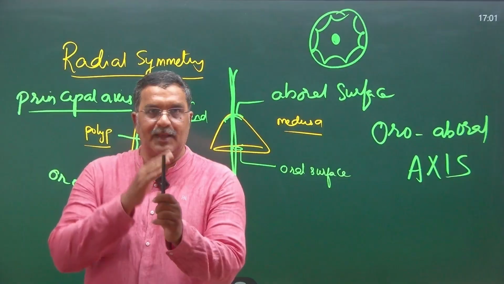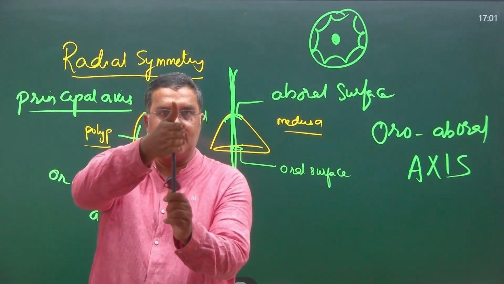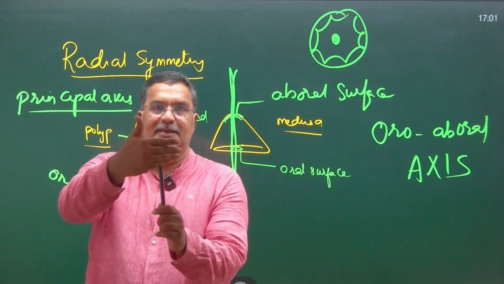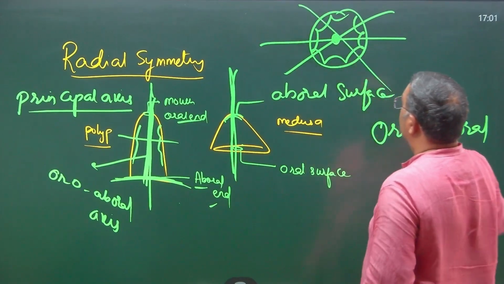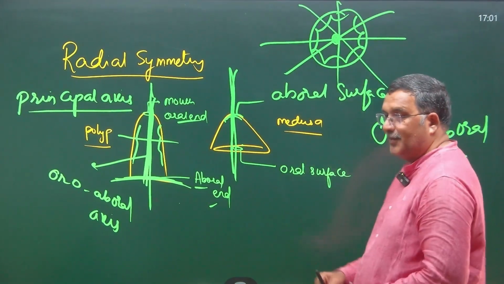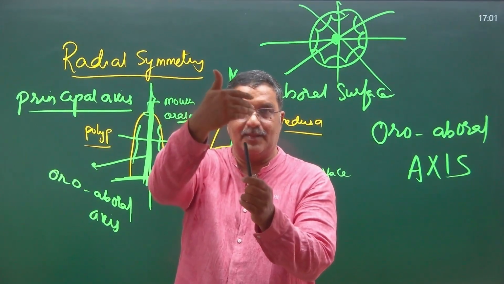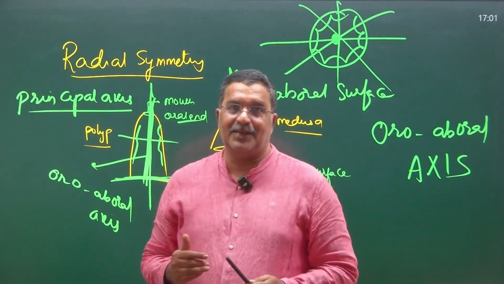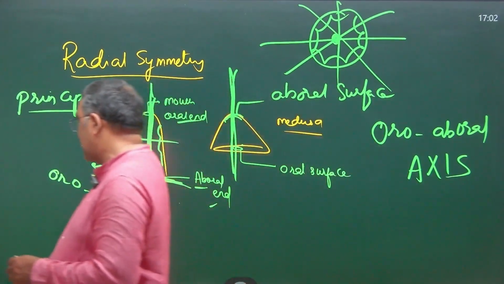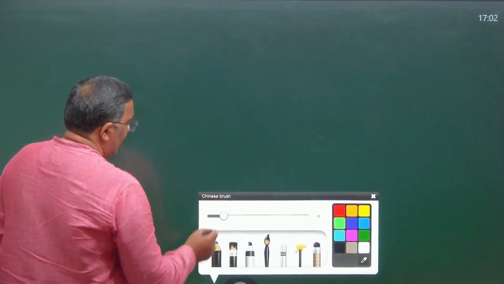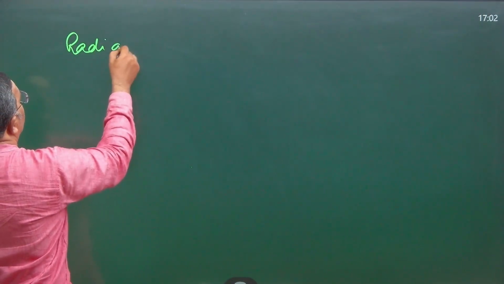Now, the definition. It means we have to cut the organism. I am cutting through the oroaboral axis. If I cut the organism like this, like this, through the oroaboral axis, because it is a cylindrical form, in any plane, we get equal halves. Let me show you in radial symmetry.